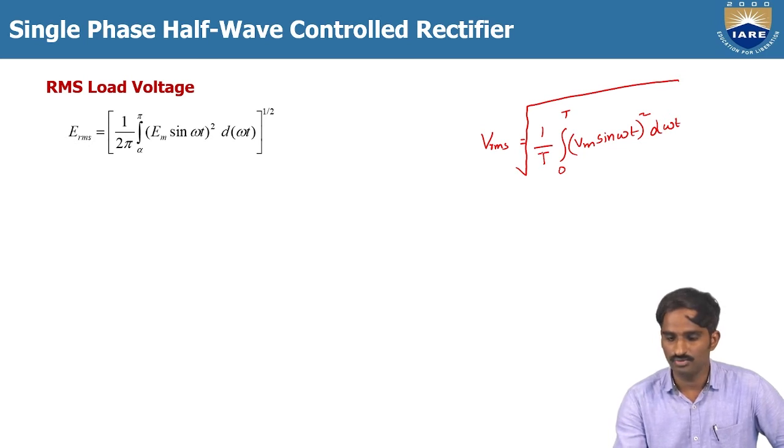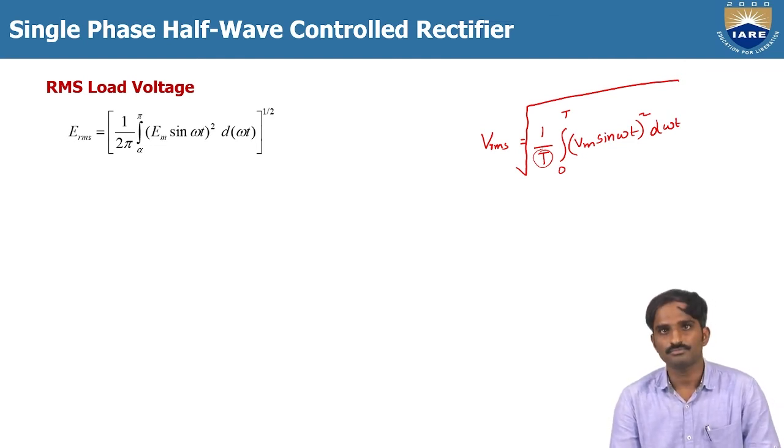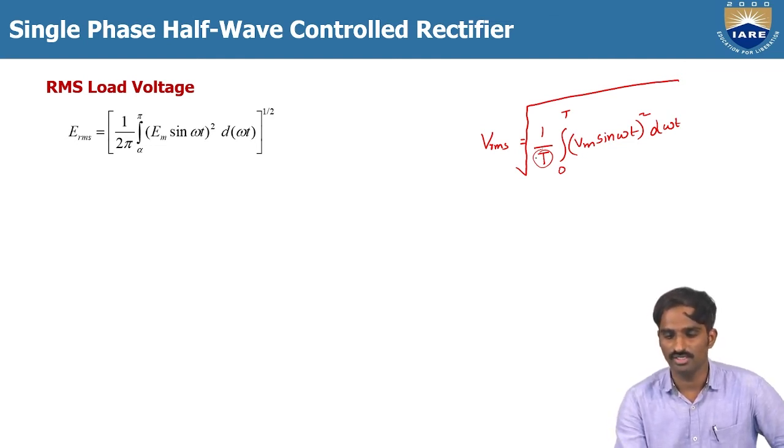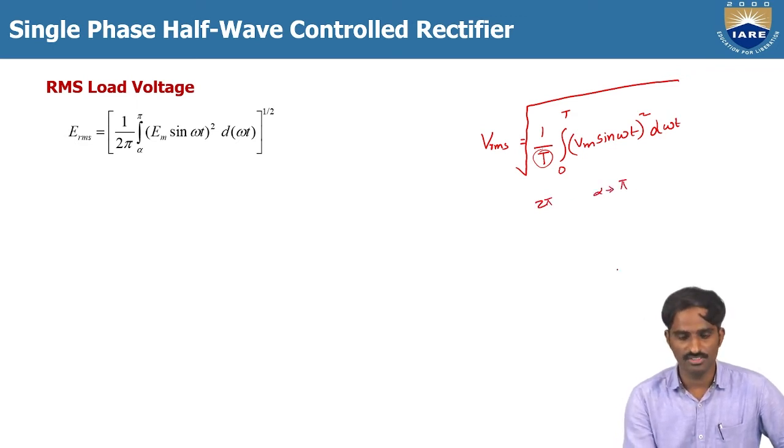Again, in this case we have to identify what is the total time period and what is the conduction period. The conduction period is usually considered from 0 to T, because this is for the sine wave. But anyway, for the load voltage we have already identified the total time period as well as the limits. The total time period here is 2 pi and the limits are from alpha to pi. The same things I have substituted here.